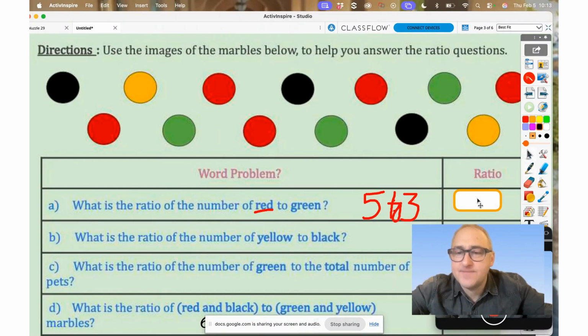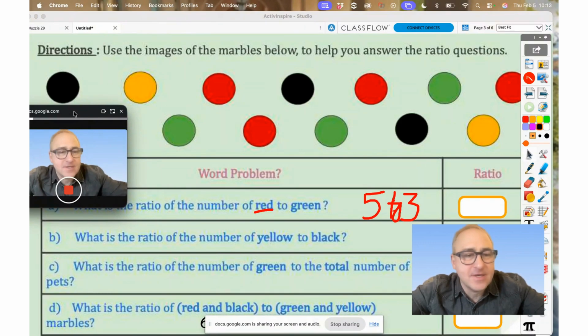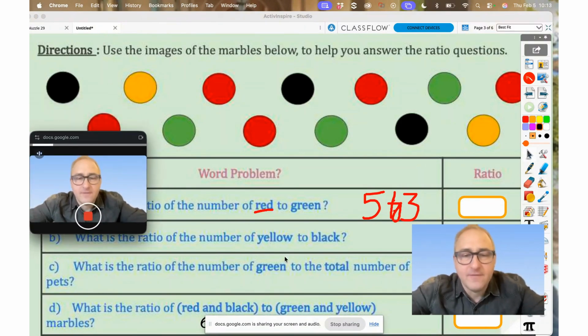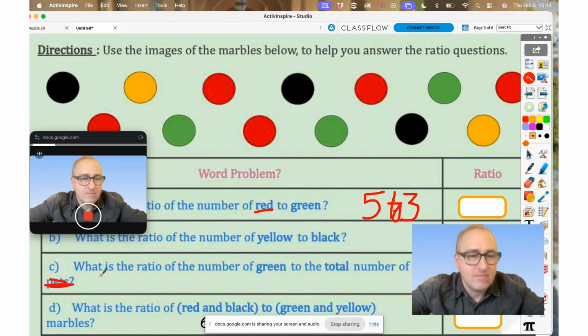Let's see if we're right. 5 to 3. Yeah, all right. Let's try another one. What is the number of green to the total number of marbles? It says pets, we mean marbles, so let's just change that to marbles. So green again: 1, 2, 3, 3 green.